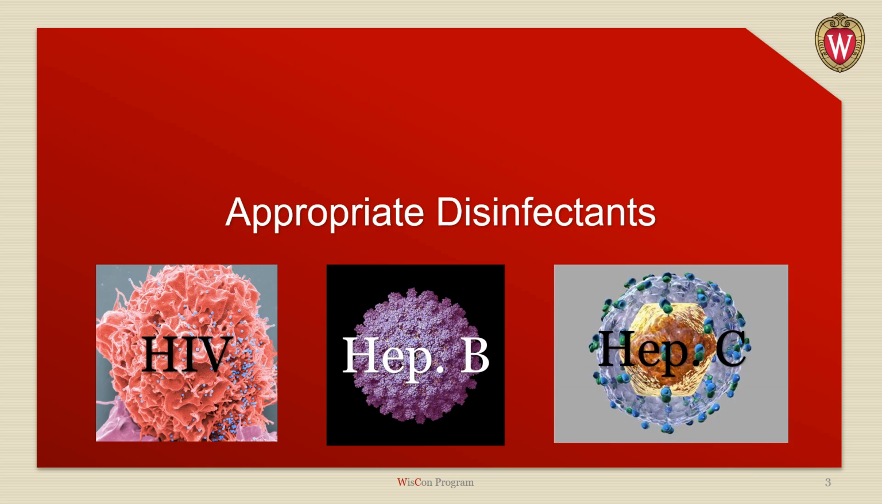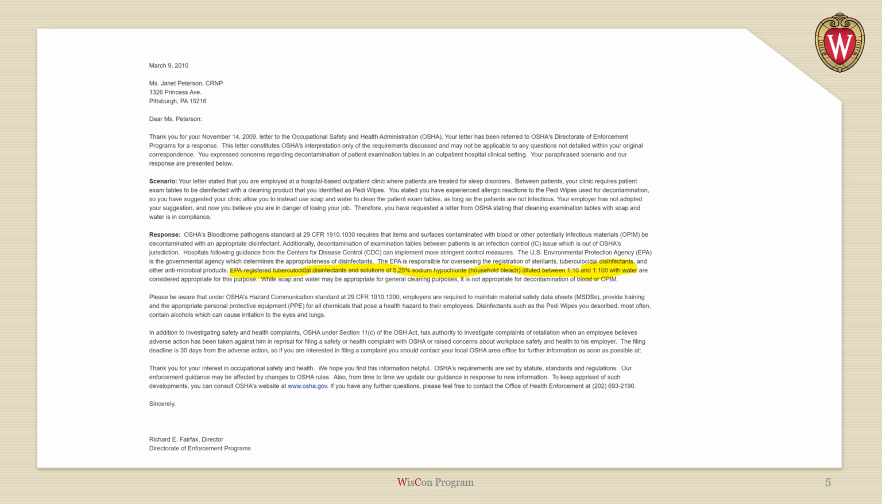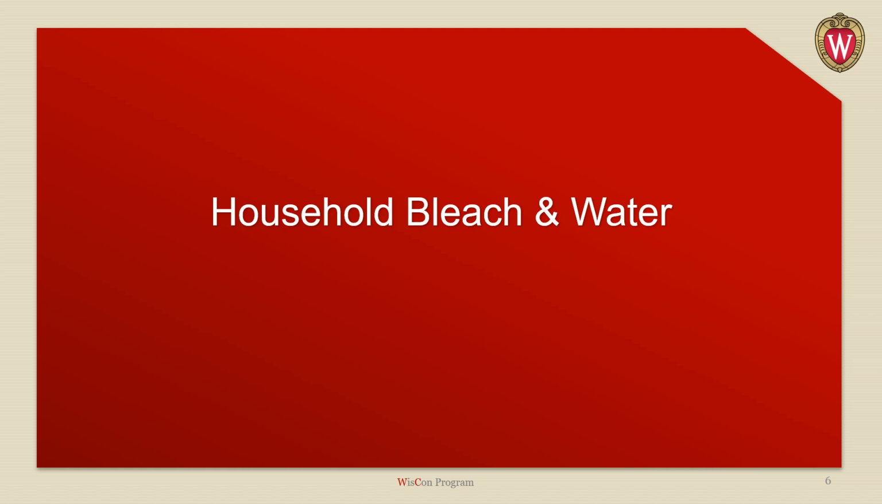Appropriate disinfectants are used to prevent the transmission of disease at your facility. These diseases include HIV, hepatitis B, and hepatitis C, to name just a few. The bloodborne pathogen standard, while not applicable at all work sites, requires companies to disinfect work surfaces with an appropriate disinfectant. A letter of interpretation indicates that appropriate disinfectants are EPA-registered tuberculocidal disinfectants or solutions of 5.25% sodium hypochlorite, aka household bleach, diluted with water. Let's explore both of these options, beginning with household bleach and water.